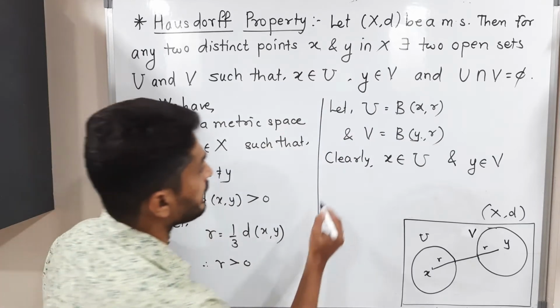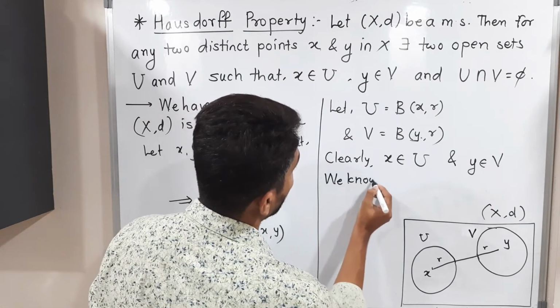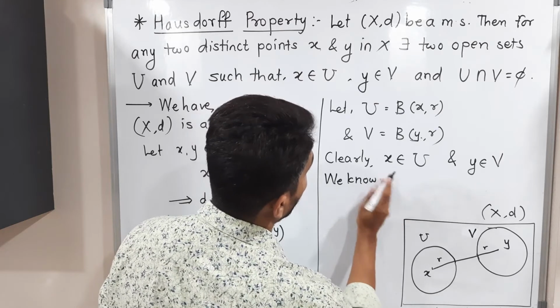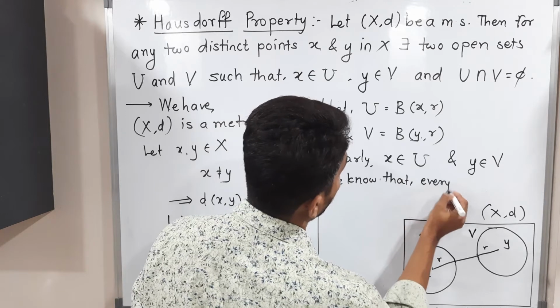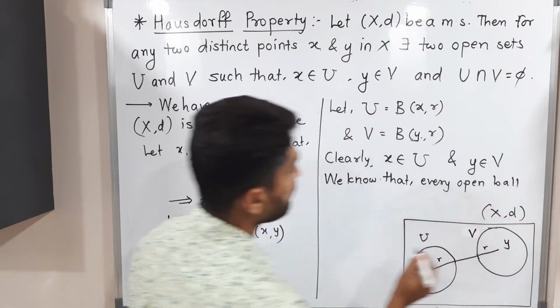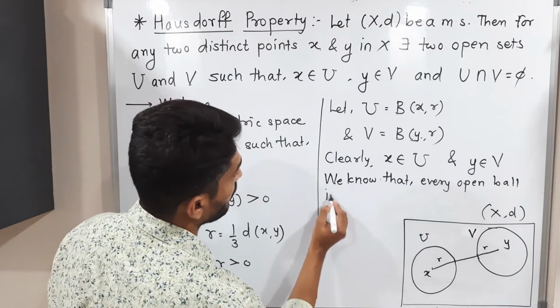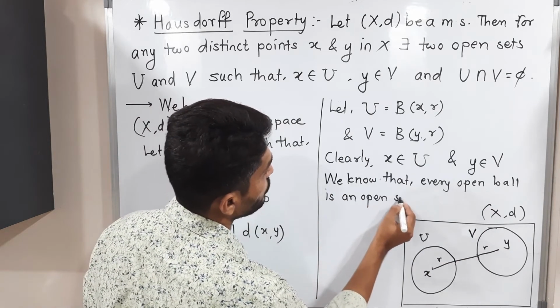After that, clearly we know that every open ball is an open set. We know that every open ball is an open set. Already we have proved it. Every open ball is an open set, so we have already proved it.